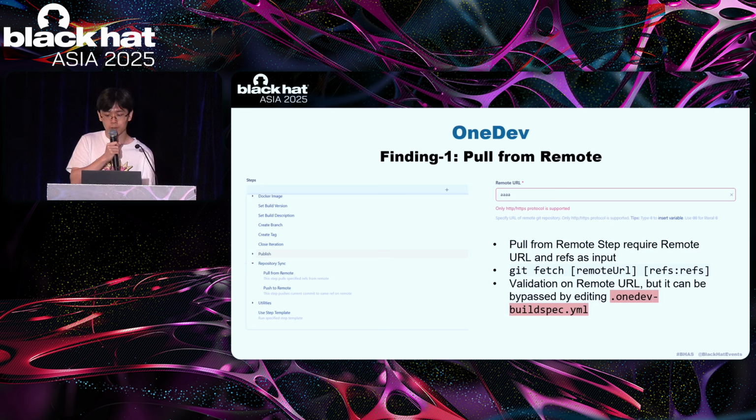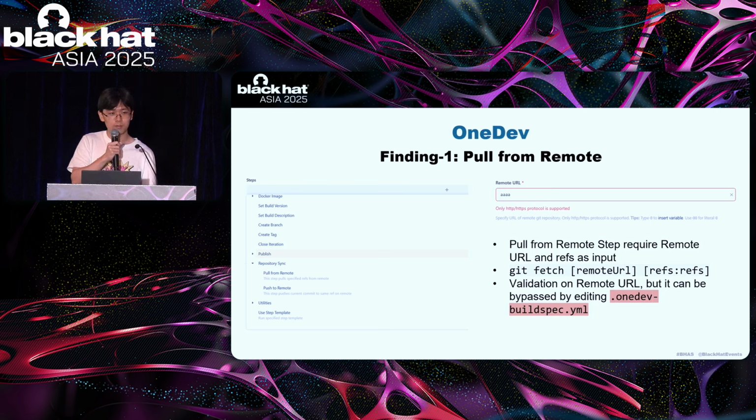Our first discovery is in the pull from remote step, which performs a git pull operation from a remote repository. In other words, it executes the git pull remote URL command. And OneDev also has a validation on the remote URL, saying that only HTTP and HTTPS protocols are supported. But it can be bypassed by editing a YAML file named .onedev-buildspec.yml. That YAML file aims to set up all the CI/CD steps in a repository.